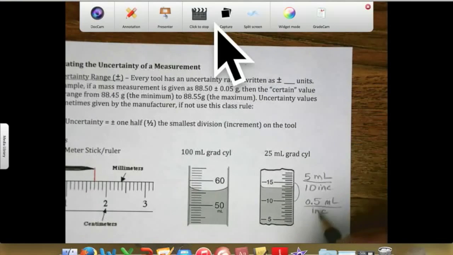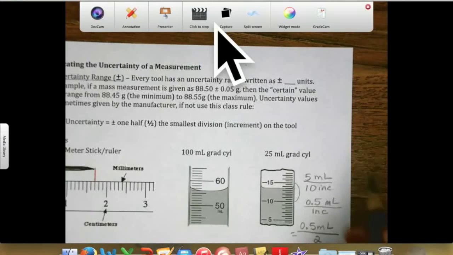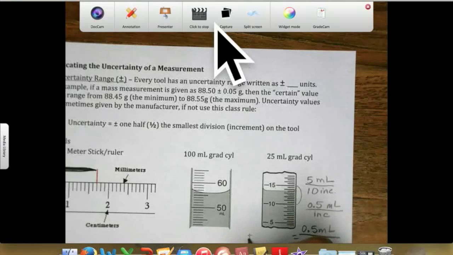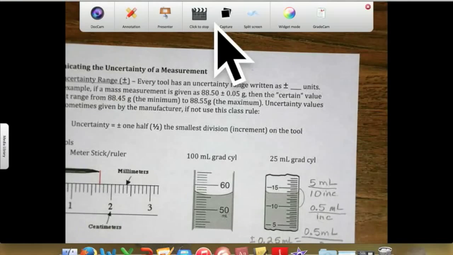So if we want to calculate our uncertainty, we would take this number here, this 0.5 milliliters, our smallest increment, and divide that by 2 because we're taking half of it. And so that gives us our uncertainty over here of plus or minus 0.25 milliliters. So when I want to measure this time, I'm going to again count my lines.